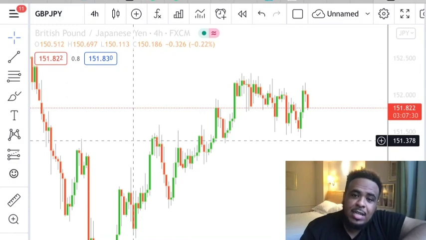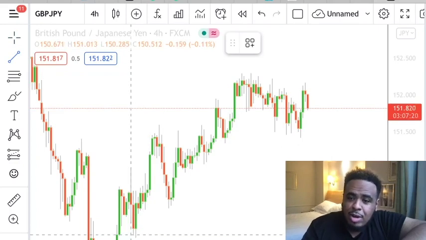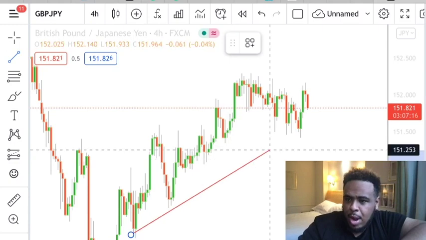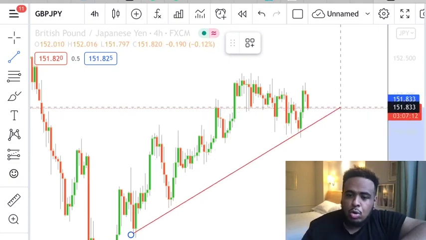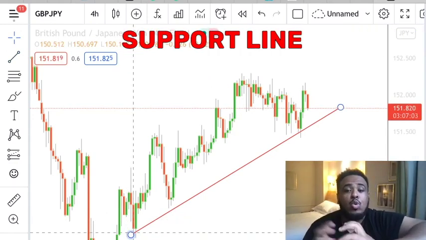So firstly, there's a line here, the trend line. You give that a click, and then you hold and drag. I'm going to explain why I actually went for this one here, because I've been looking at it for a while. Hold on, bear with me one second. So, cool. Support lines are not just, I won't call it a line, I'll call it a zonal area.